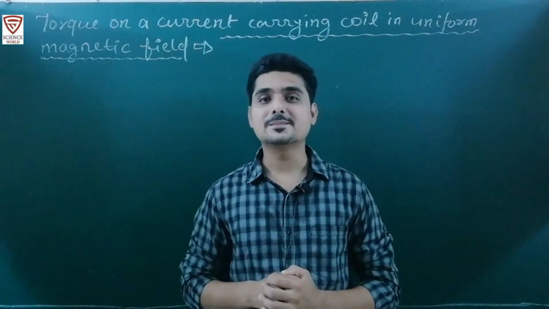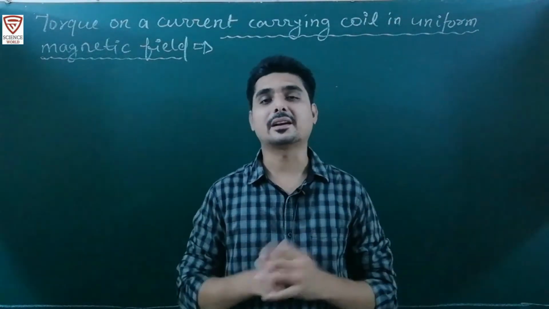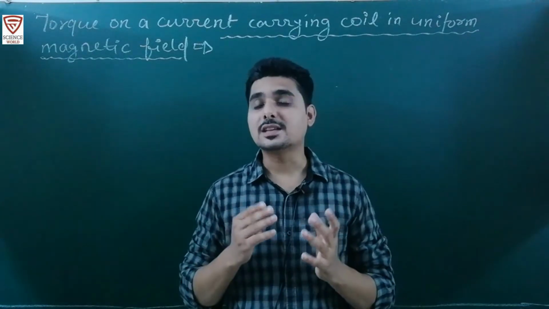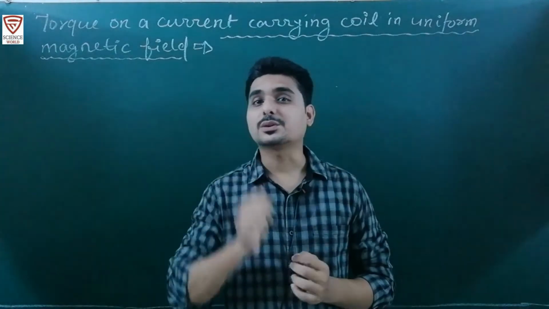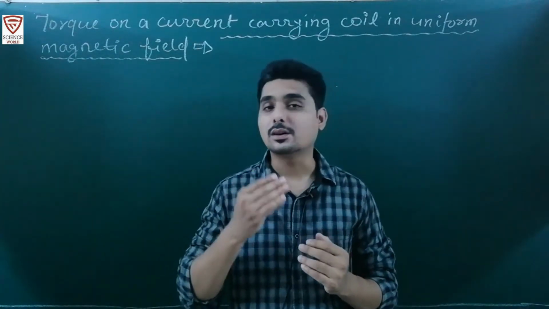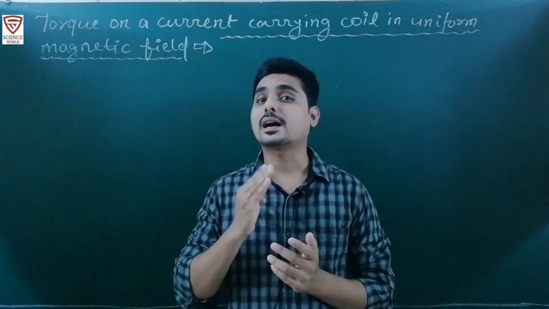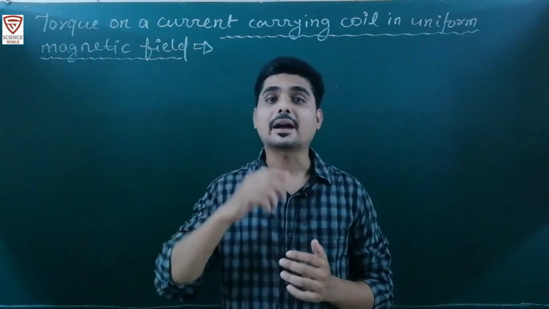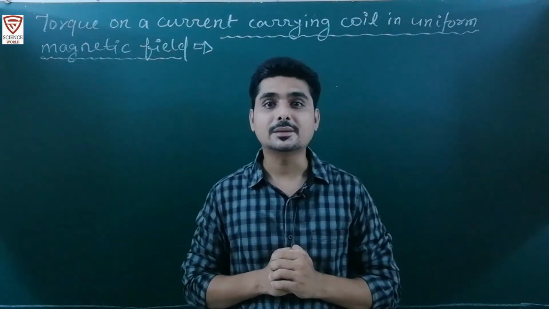Hello students, today we are going to start our new topic of magnetic effect of current and magnetism. In previous lectures we have discussed that when a charged particle moves in a uniform magnetic field, a force acts on that charged particle, and this force is called magnetic force or Lorentz force. Similarly, when a current carrying conductor is placed in a uniform magnetic field, again a magnetic force acts on that conductor which tries to deflect it.